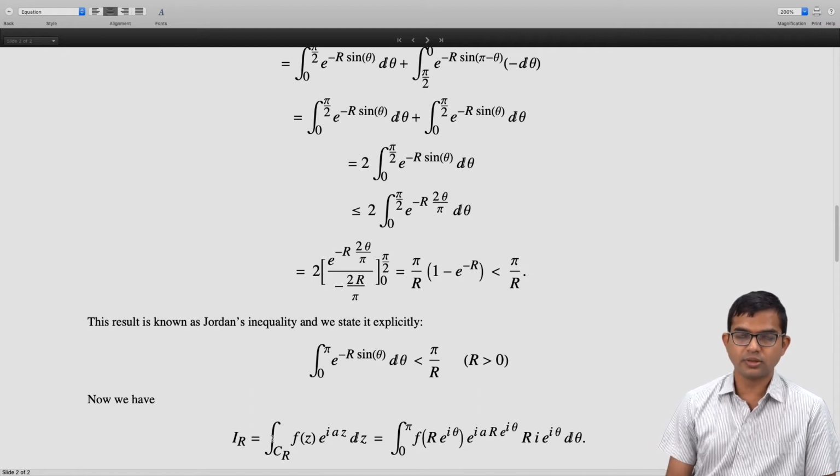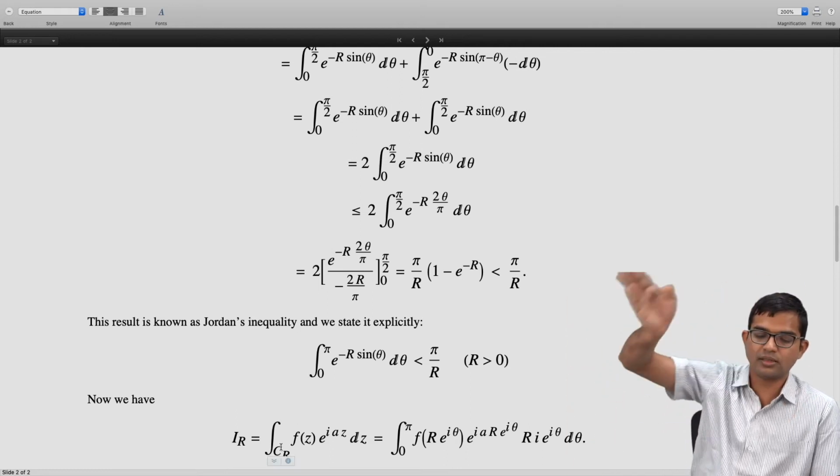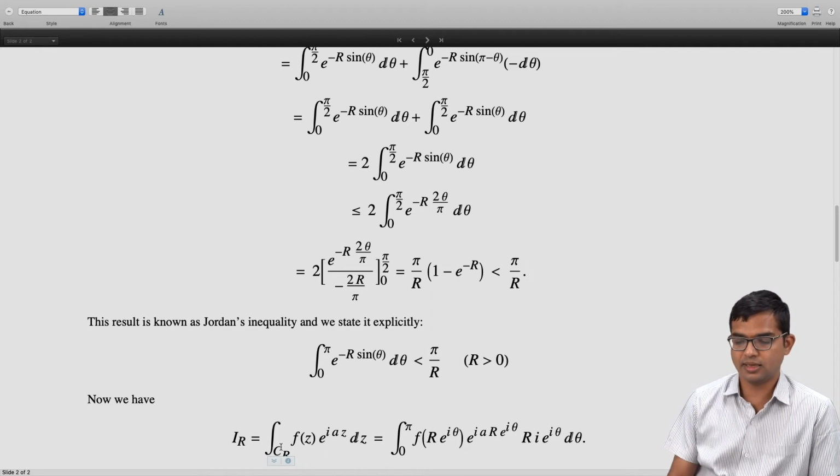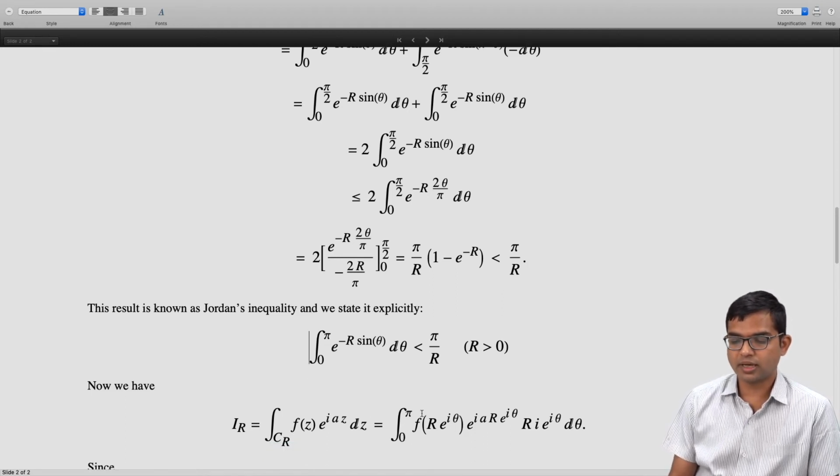So what you do is you write down this contour integral I_R over CR. CR is this big semicircle, f of z e to the i a z dz, and then you write it as 0 to pi d theta, so R i e to the i theta d theta in place of dz, and then in place of e to the i a z, you write it as e to the i a r e to the i theta, and f of r e to the i theta also you have here.